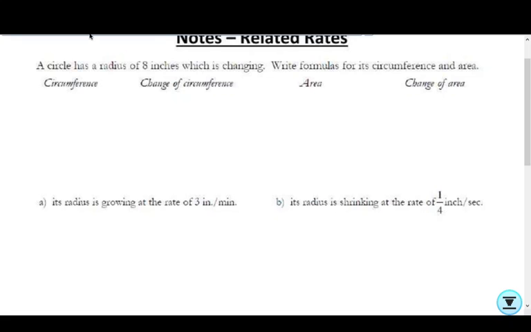So if you remember, circumference is 2 pi r. Now, the change in circumference is when you take the derivative of the circumference with respect to time. And you'll get dC over dt equals 2 pi dr over dt. Now that is basically how the radius is changing over time, and dC over dt is how the circumference is changing over time.